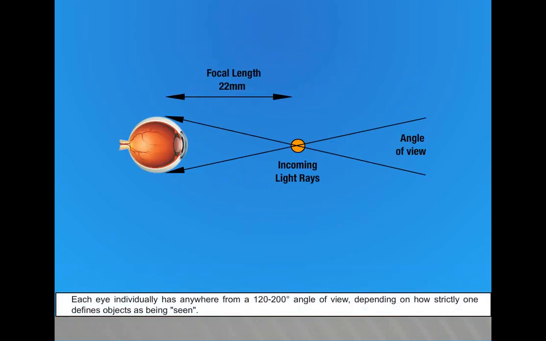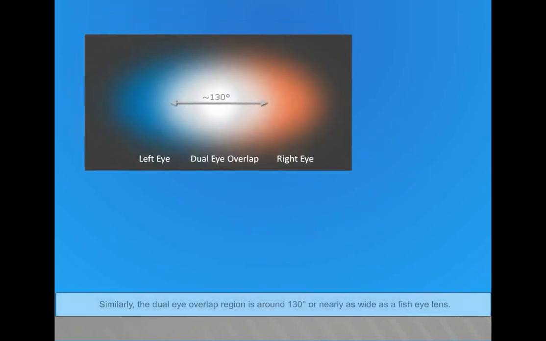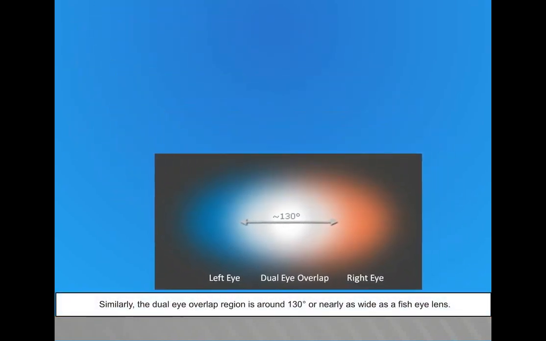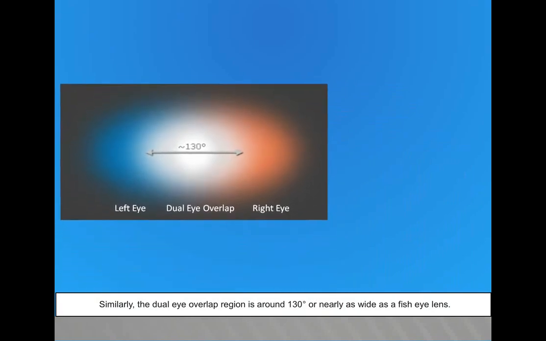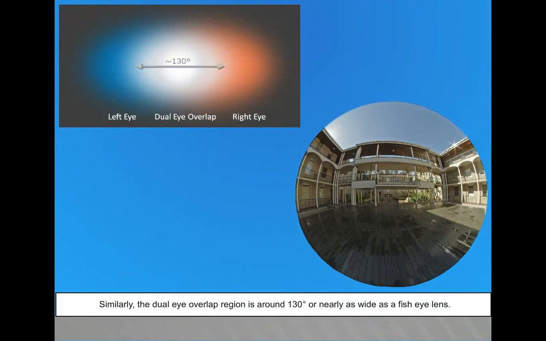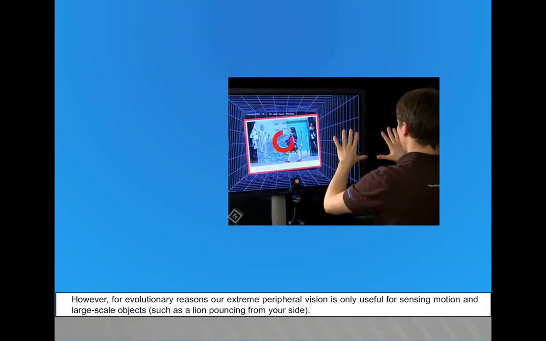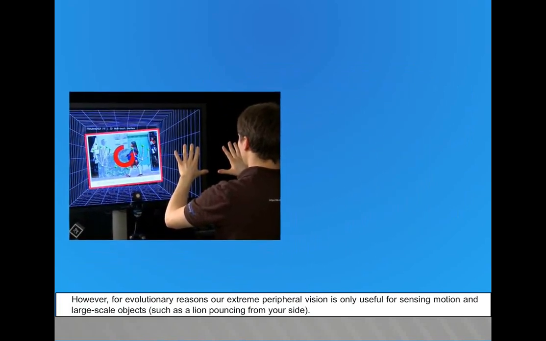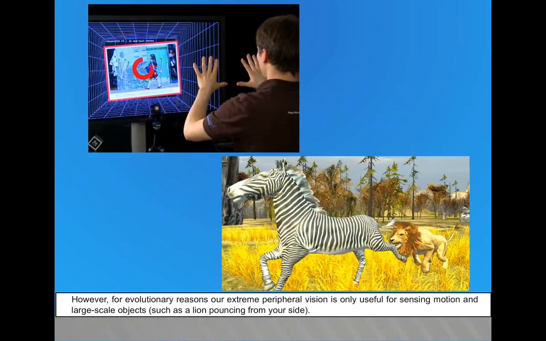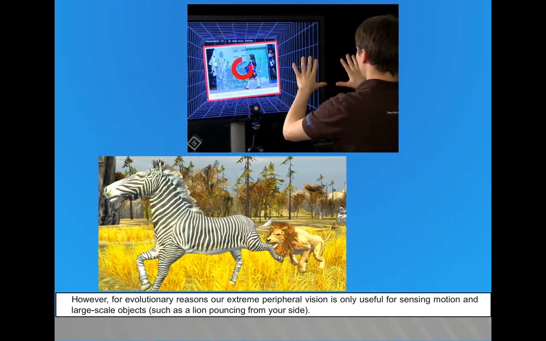Each eye individually has anywhere from a 120 to 200 degree angle of view, depending on how strictly one defines object as being seen. Similarly, the dual eye overlap region is around 130 degrees, or nearly as wide as a fish eye lens. However, for evolutionary reasons, our extreme peripheral vision is only useful for sensing motion and large-scale objects such as a lion pouncing from your side.